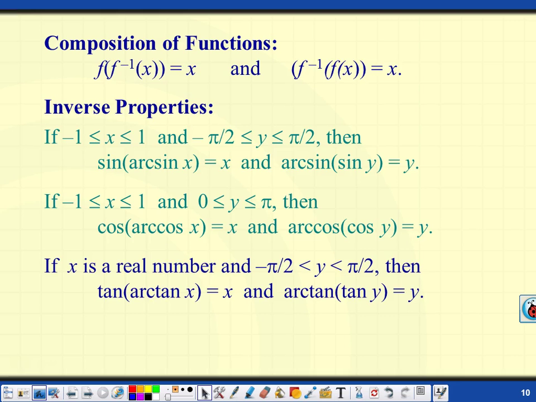You do have to be careful about the domain and the range, that you're putting numbers in that are appropriate for the situation. If you're not in the correct domain and range, then it doesn't work. Most of the time, they're not going to try to show you them.